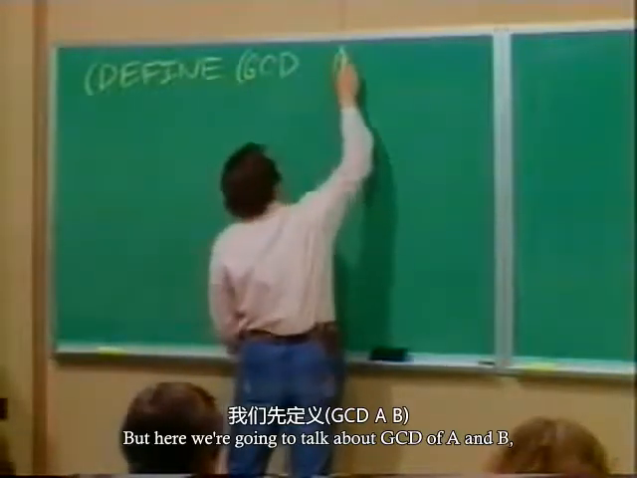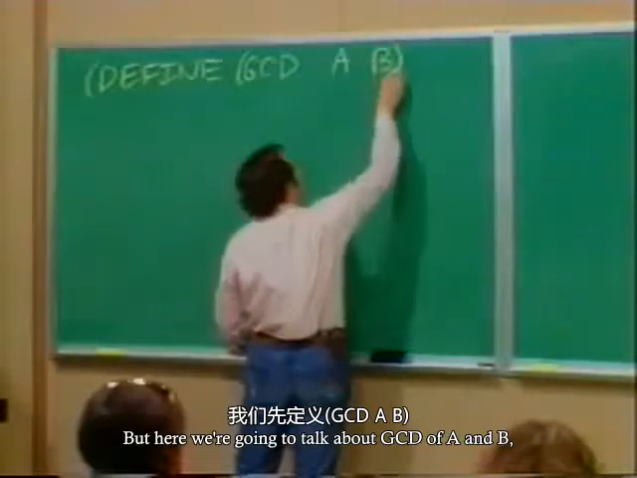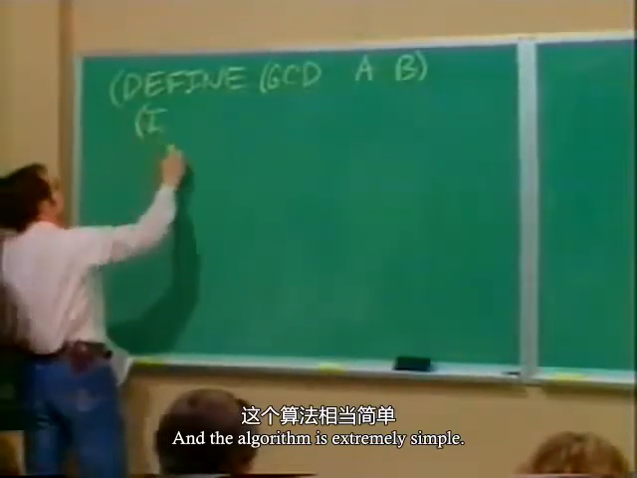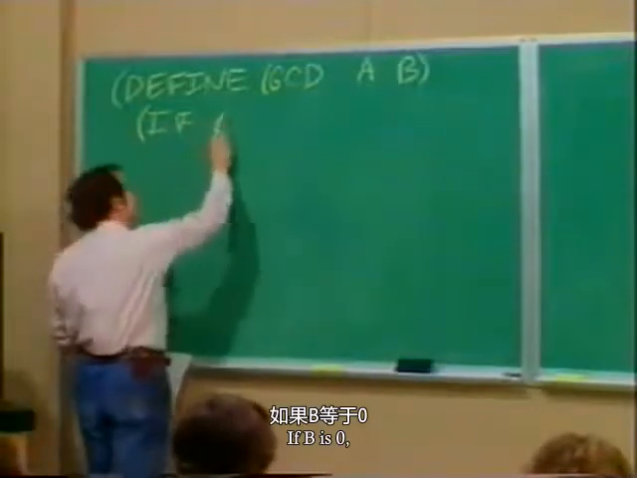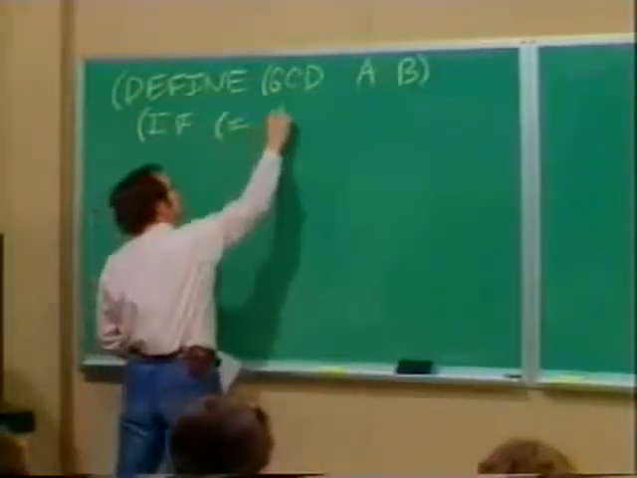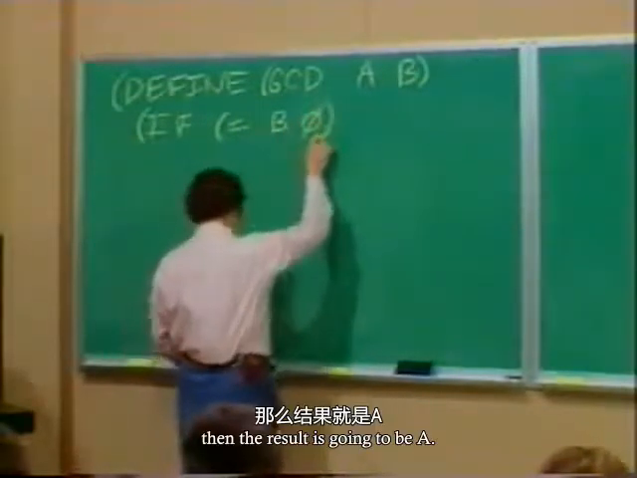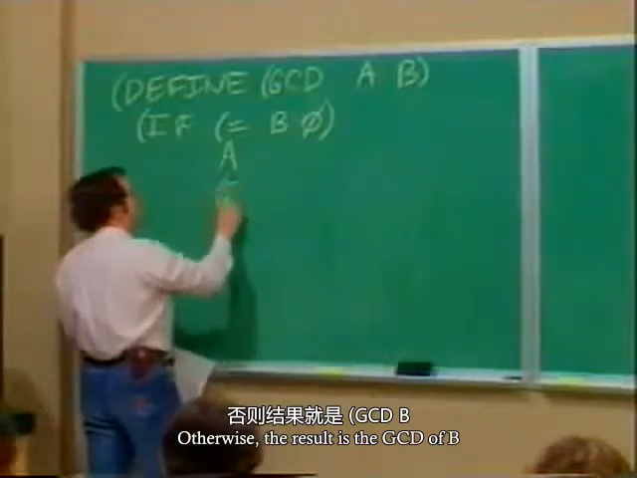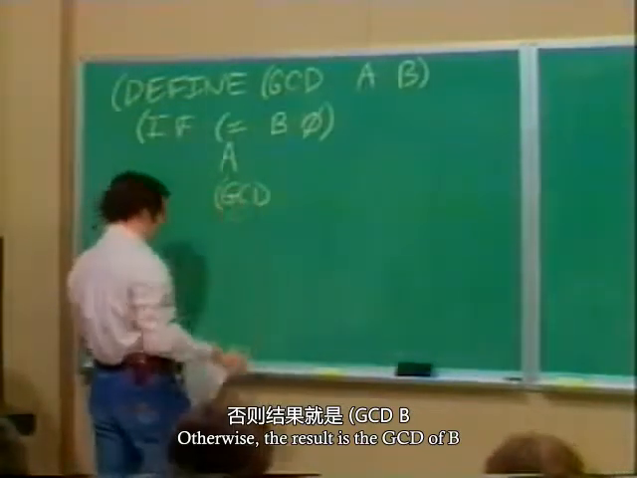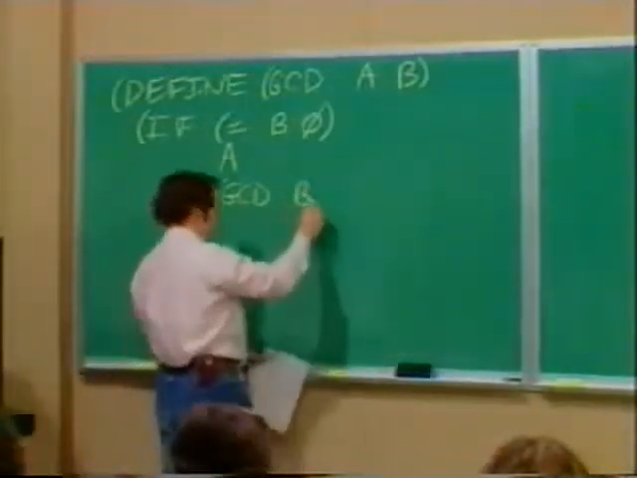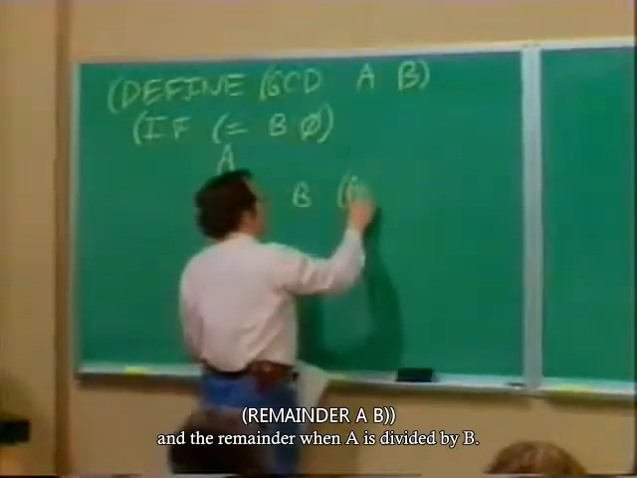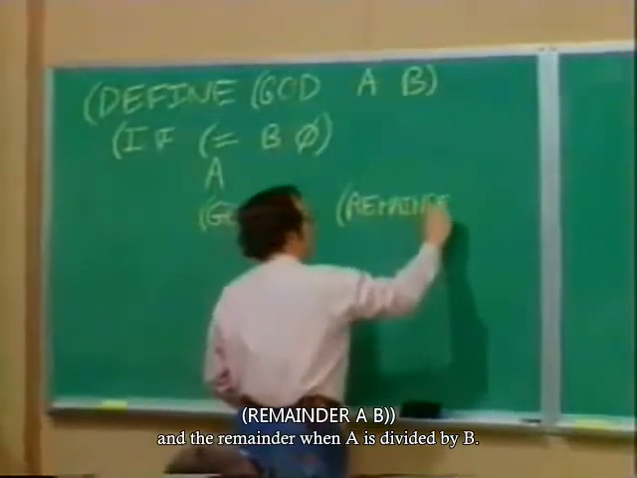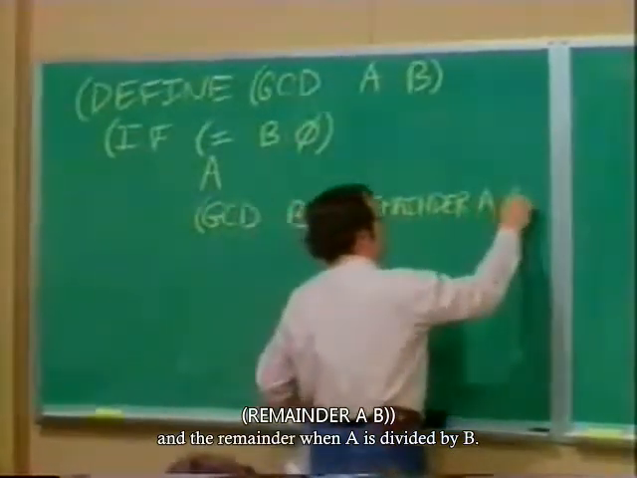But here we're going to talk about the GCD of A and B, the greatest common divisor of two numbers A and B. And the algorithm is extremely simple. If B is 0, then the result is going to be A. Otherwise, the result is the GCD of B and the remainder when A is divided by B.